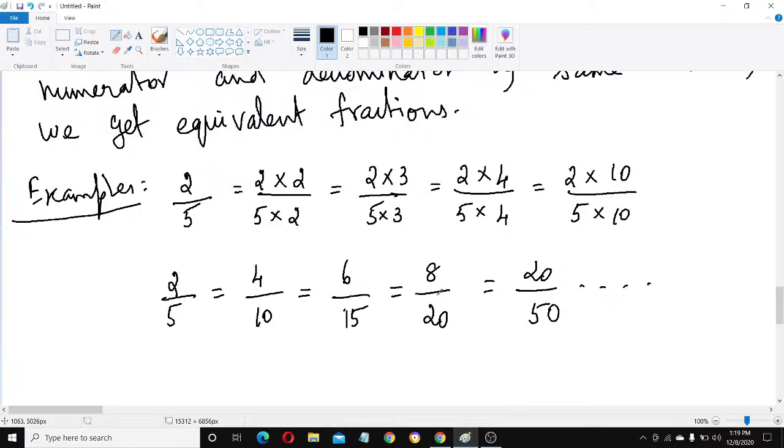Now 8 by 20. Why is it an equivalent fraction of 2 by 5? Here if you cancel, the common factor reduces it to the lowest form. Which is the common factor? 4 is common.